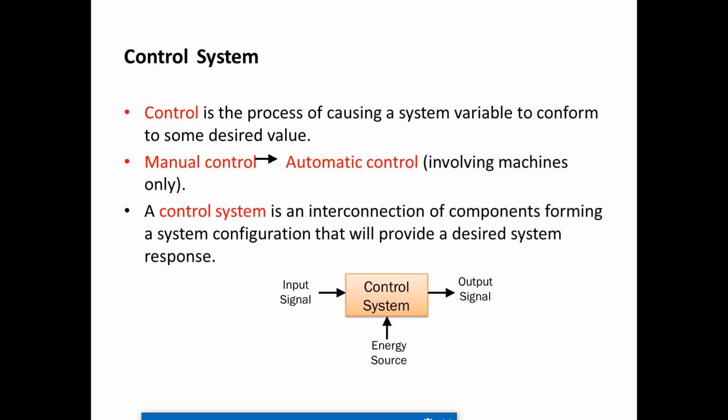Then next one is a control system. As we have already defined in the previous slide, it is an interconnection of components forming a system configuration that will provide a desired system response. So that one we have explained. Another figure which defines the control system is we have an input signal and an output signal. We can expect it in terms of electrical signals. So we are going to control that system. We are going to give the energy source, isn't it? So that is about the control system. Next we are moving on to the next slide.